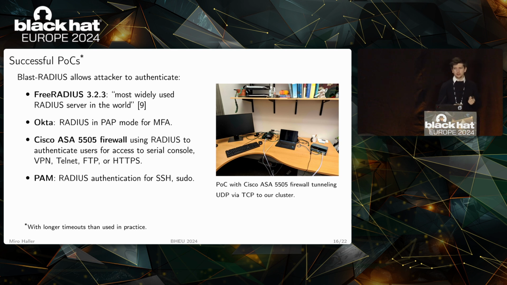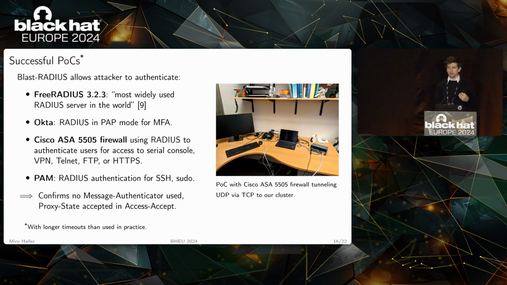And you can also configure pluggable authentication modules on Linux to use Radius, for example, for users to log into a machine via SSH or to run sudo. And in all of these cases, we confirmed that none of these deployments are using a message authenticator, which is something that would prevent our attack. And also, we made sure that the clients accept packets that have proxy state attributes, which is sort of unexpected in a normal use of the protocol, but we need those proxy states to hide our gibberish. And none of these complained about this.